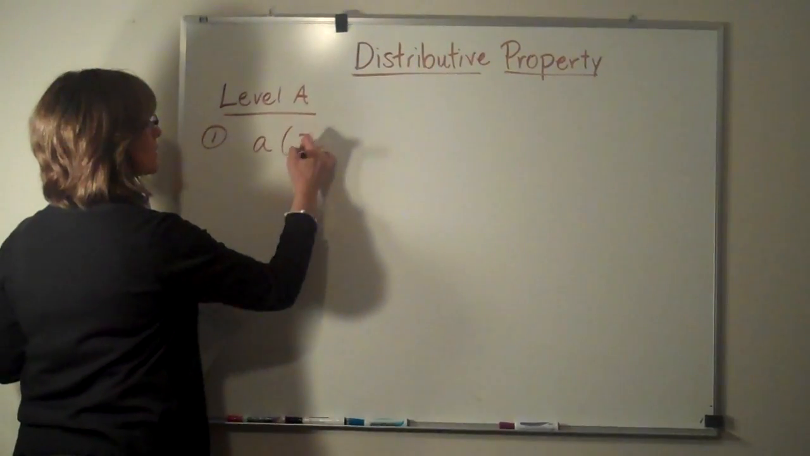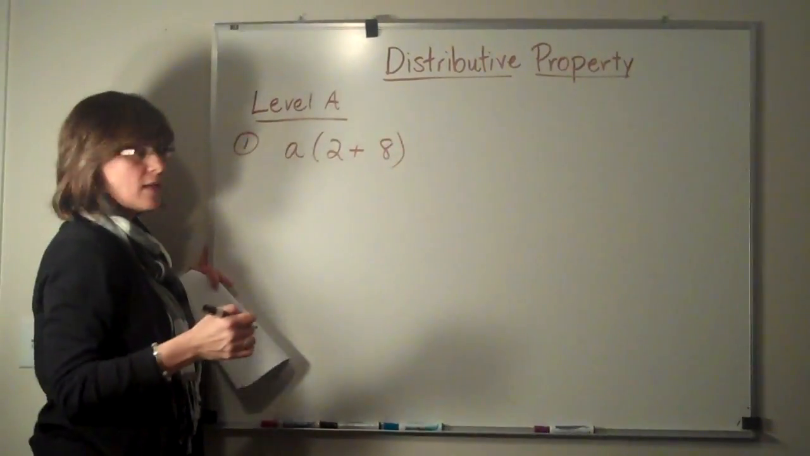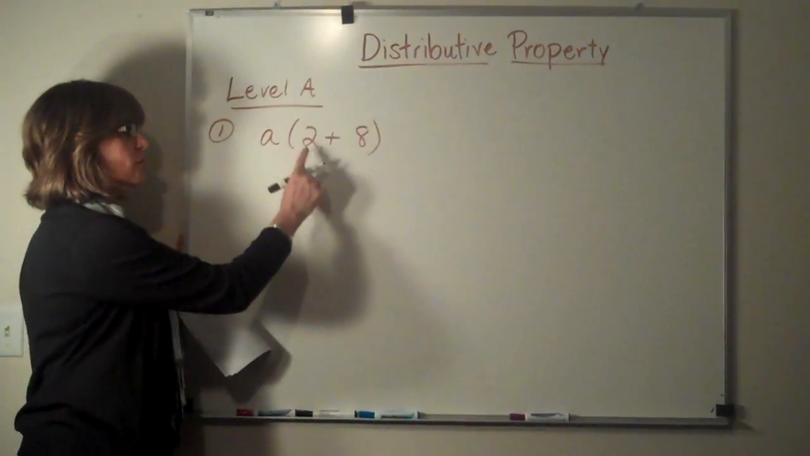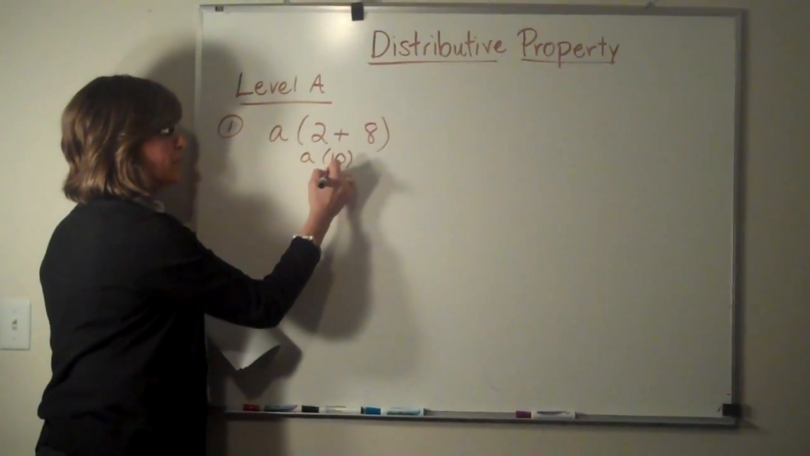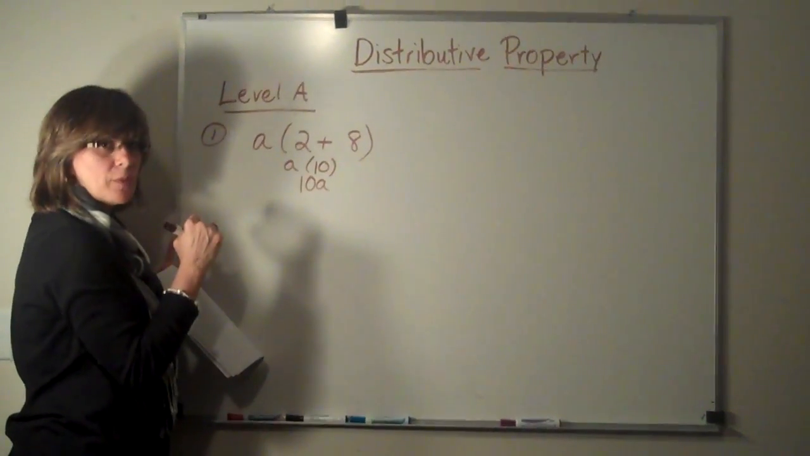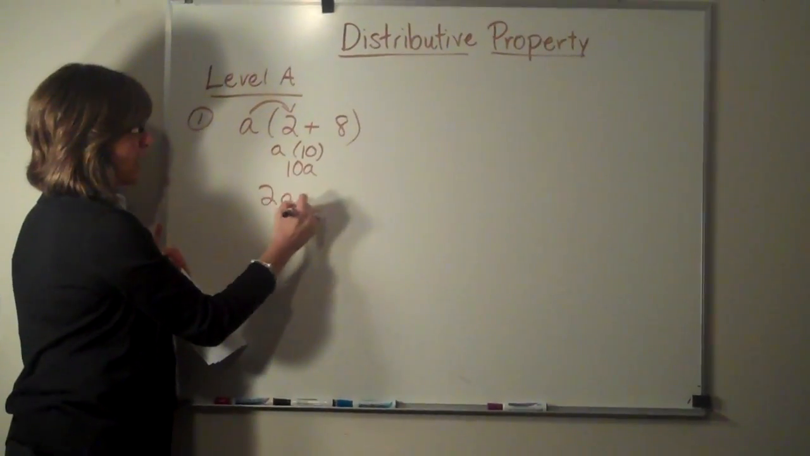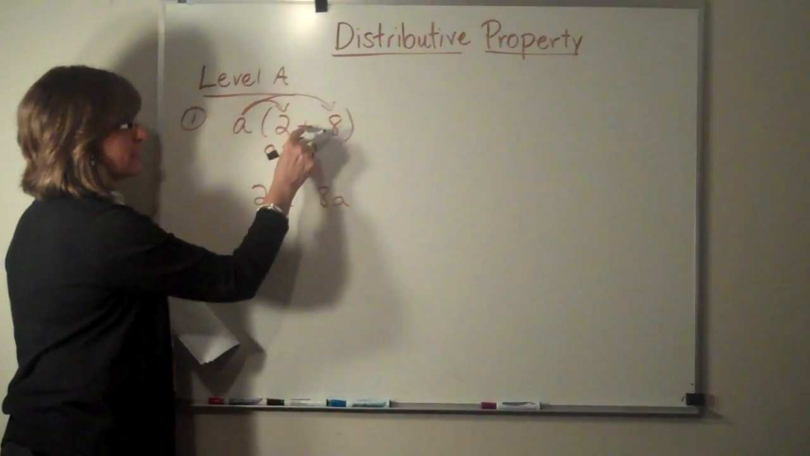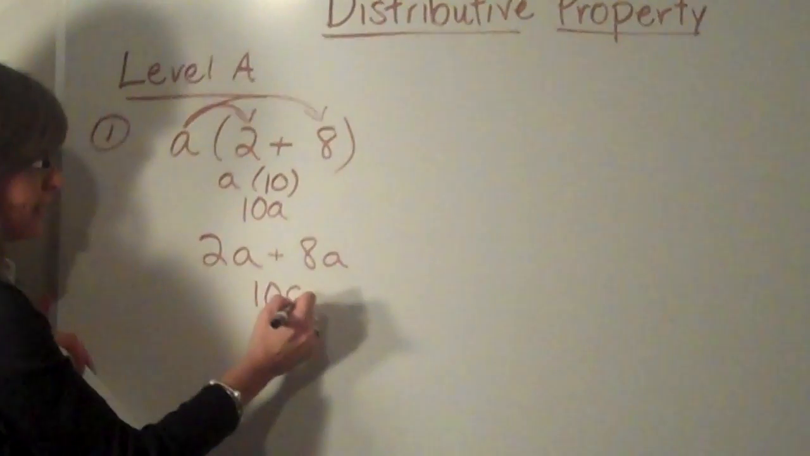The first type looks like this, where you just have two numbers in the parentheses. Now, of course, you know how to do that because that's order of operations. So your choice is you could do 2 plus 8 is 10 and multiply times A, and that would be 10A. That's not really the distributive property. If you wanted to show distributive property here, you would have to distribute the A to the 2 and get 2A, and the A to the 8 and get 8A. It's addition between them, and then you can simplify this by saying 10A.